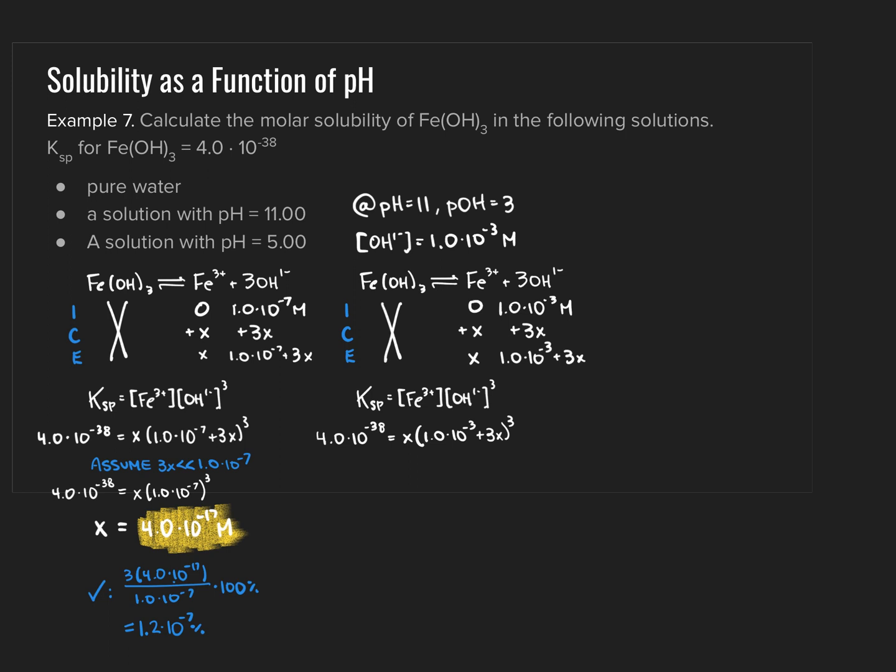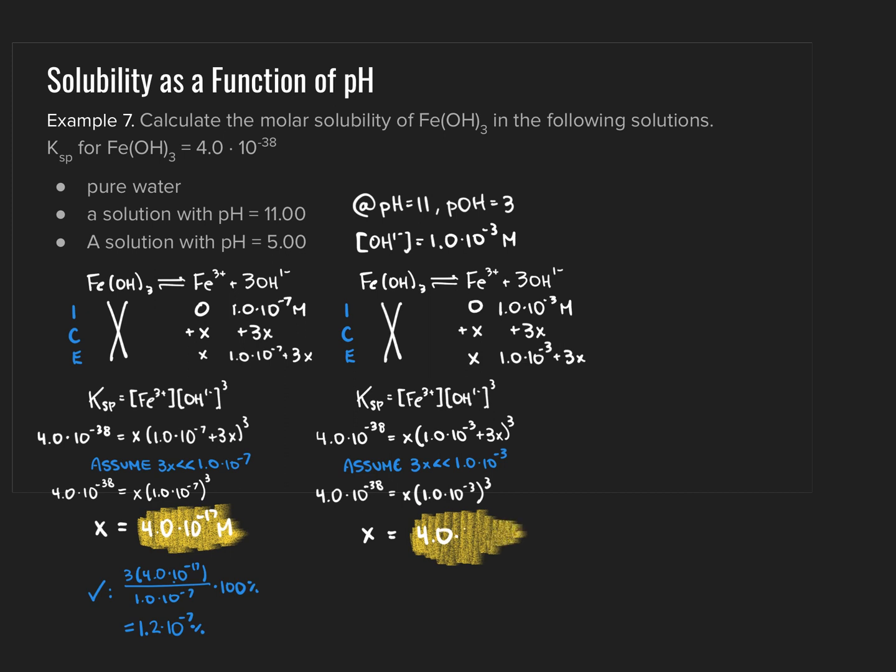And again, we'll make the same assumption we made before, that 3x is very small compared to that initial molarity of 1.0 times 10 to the negative 3rd. And that simplifies my expression down then to 4.0 times 10 to the negative 38th is equal to x times 1.0 times 10 to the negative 3rd, quantity cubed. Now, solving for x here, I find an x value of 4.0 times 10 to the negative 29th.